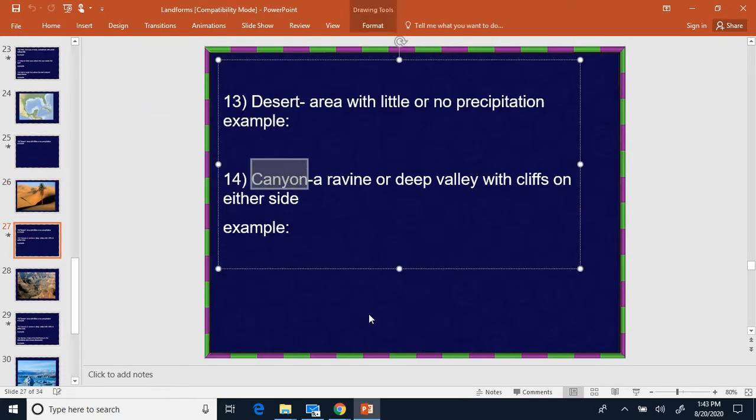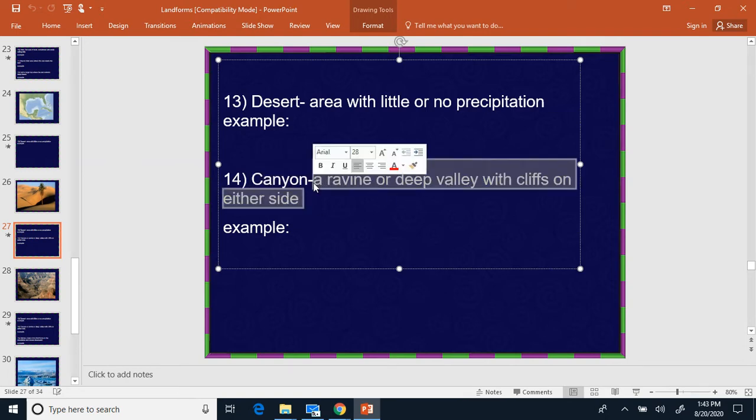Next bullet, canyon. And then a 1, a ravine or a deep valley with cliffs on either side. So bullet canyon, 1, a ravine or a deep valley with cliffs on either side.